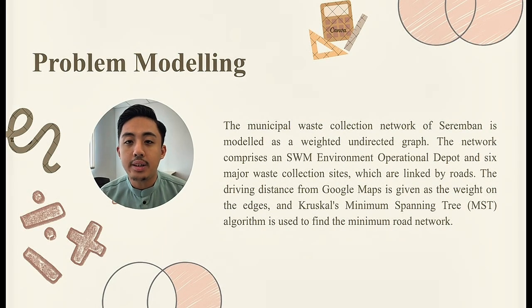Next, I will explain the problem modeling. The municipal waste collection network is modeled as a weighted undirected graph. The selected locations are represented as vertices, the roads as edges, and the driving distance as edge weights. This model is then analyzed using Kruskal's minimum spanning tree algorithm to determine the most efficient road network.